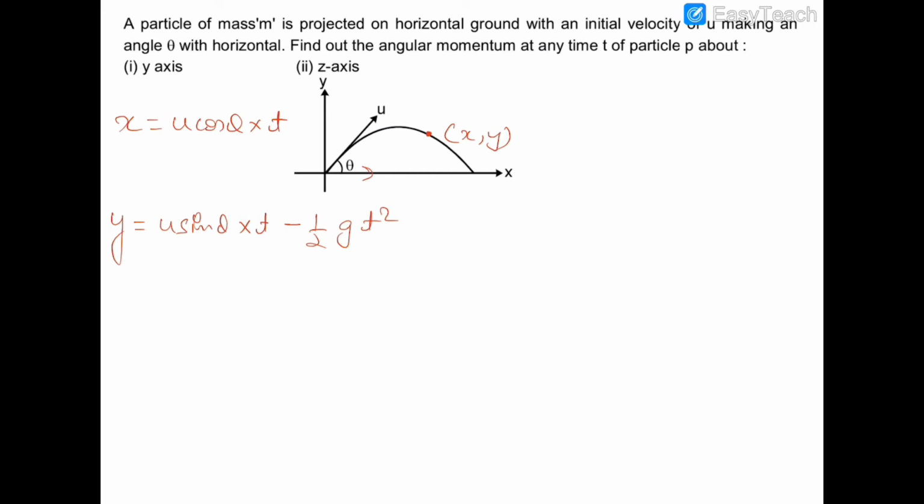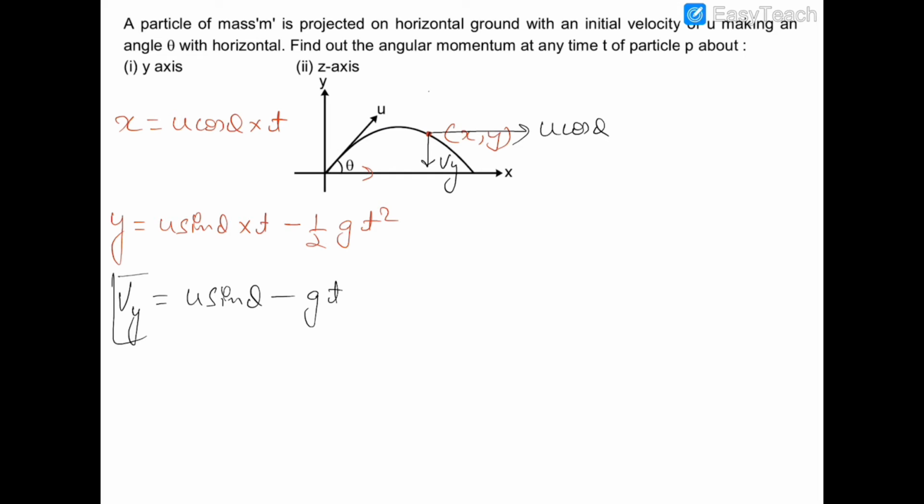Now we know that in the first case we have to find out the angular momentum about the y-axis. Now let us also find out the velocities. So the velocity of the particle towards the x-axis will be u cos theta. It always remains the same. And towards the y-axis, let's suppose it is vy. So vy will be equal to u plus at. So uy was u sin theta, and g is negative. So this is u sin theta minus g into t.